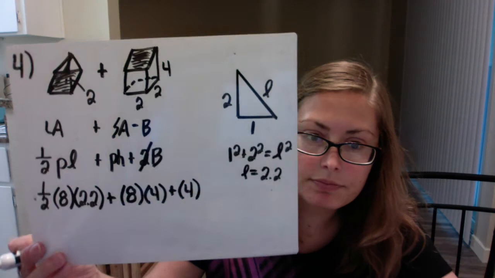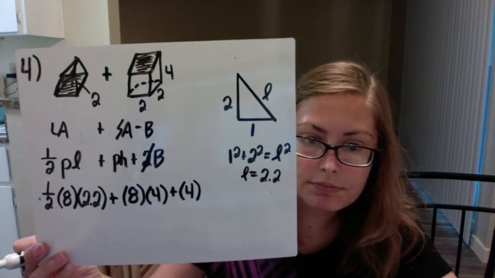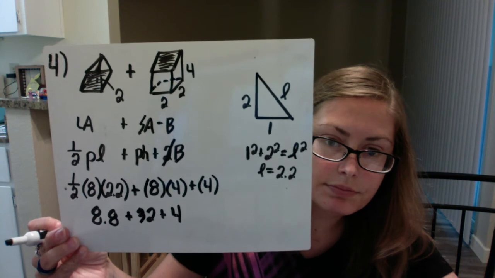Continue filling in our information. Our perimeter again is 8. Our height is 4. Then the area of our base is 2 times 2, which is 4. Simplify all that. We have 8.8 plus 32 plus 4, which gives us 44.8, but we need to the nearest whole number. So that's 45 meters squared.